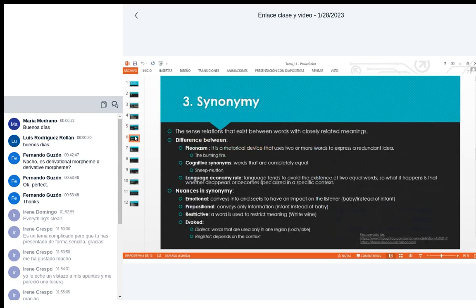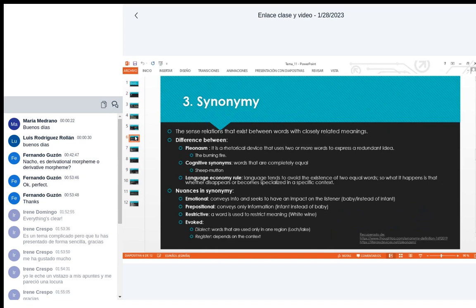Now, what is synonymy? Synonymy refers to the close nuances between words. Meanings that have more or less related meanings. So they could be used in the same contexts, but really they're not. They're different. Now, there's a difference between three different concepts: pleonasm, cognitive synonyms, and the language economy rule.